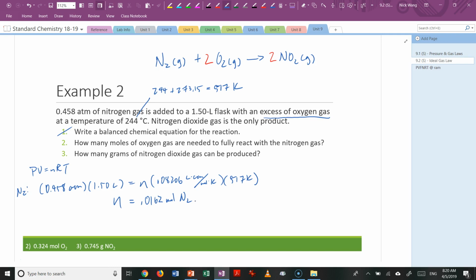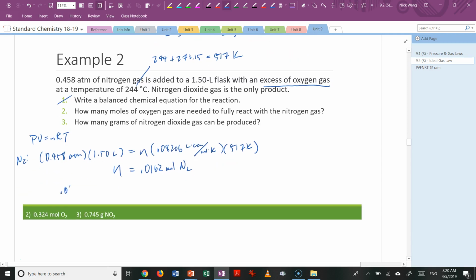Well, at this point, you should be able to handle this one because you have a mole amount that's provided to you. You have a mole amount which you're solving for, and all you need is a balanced chemical equation, which is something we could do from months ago. So let's make that work. It's going to be 0.0162 moles of N2.